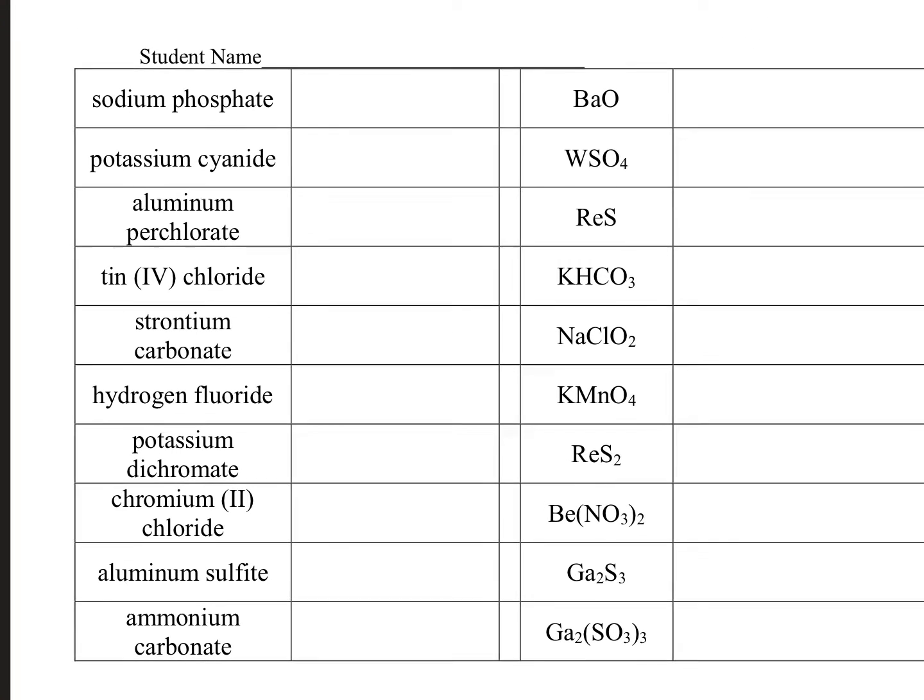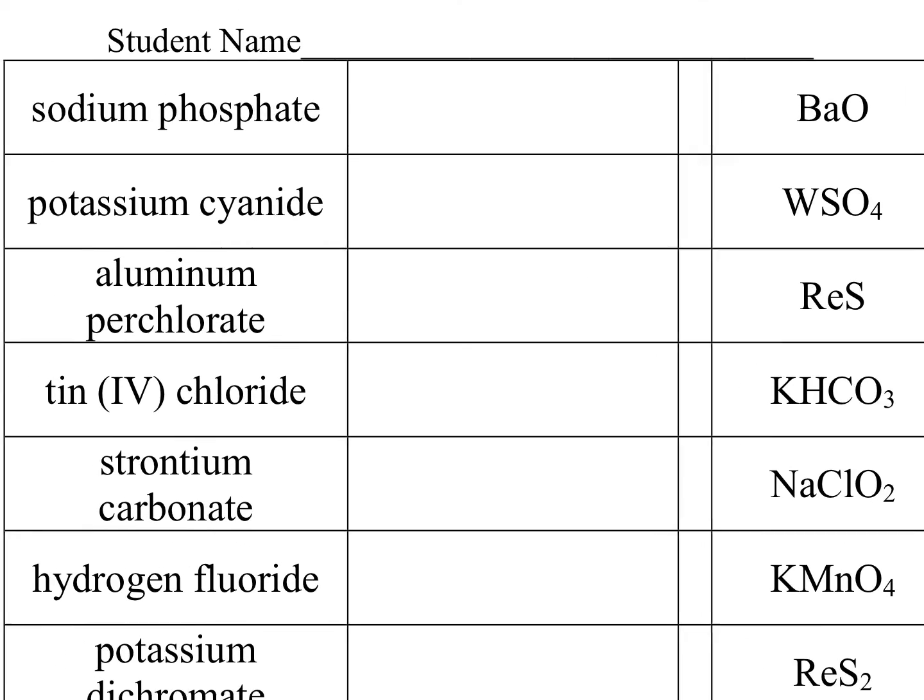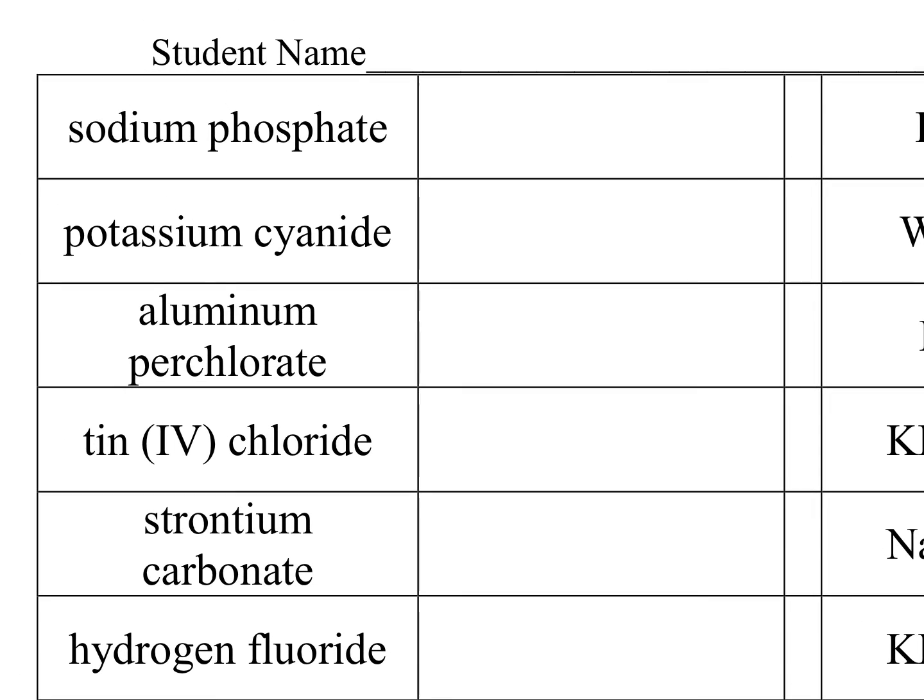I'm going to start with that first column again. Let me blow that up a little bit. Sodium phosphate. Sodium is Na+, phosphate is PO4 -3. So sodium phosphate should be Na3PO4. Potassium is K+, cyanide is CN-, so it should simply be KCN for potassium cyanide.